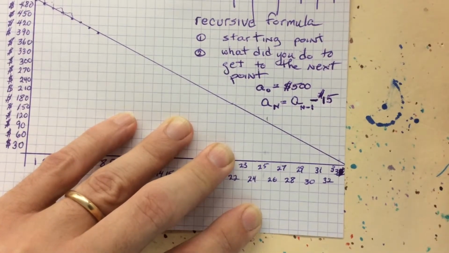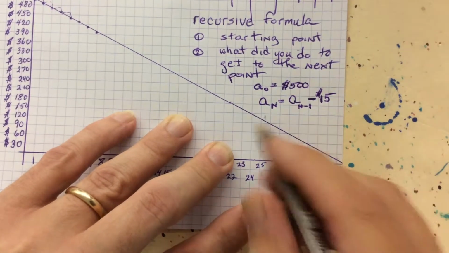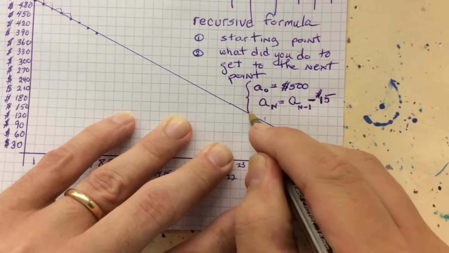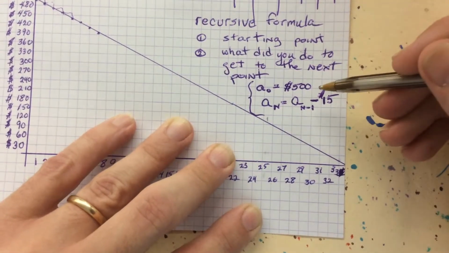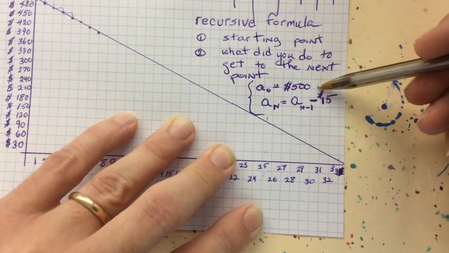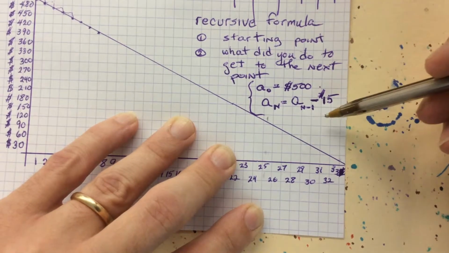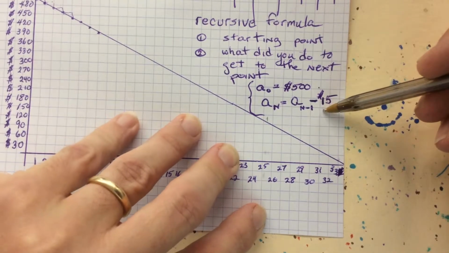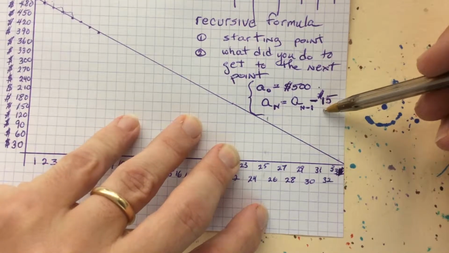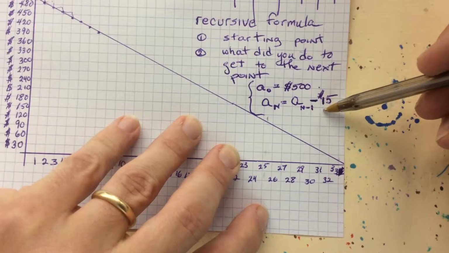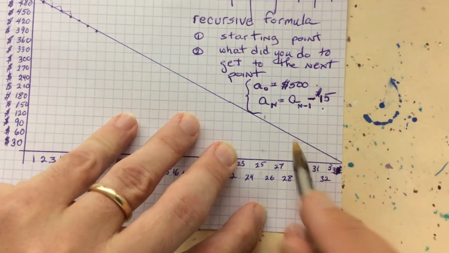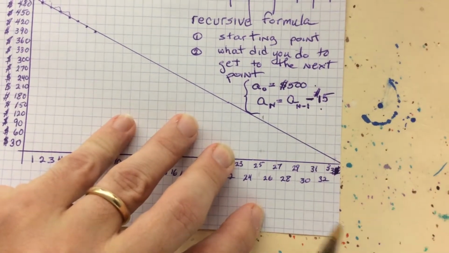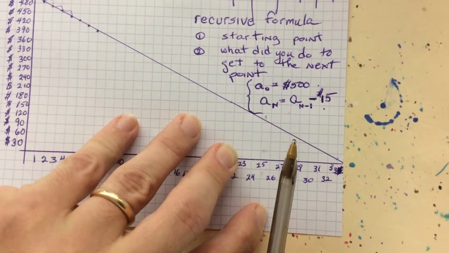Okay? This is a recursive formula. It takes 2 entries. One of them is your starting point, and the next one is the description of what you do from point to point to get where you're going. Okay? That's the recursive formula. So for this particular problem, this is the recursive formula.